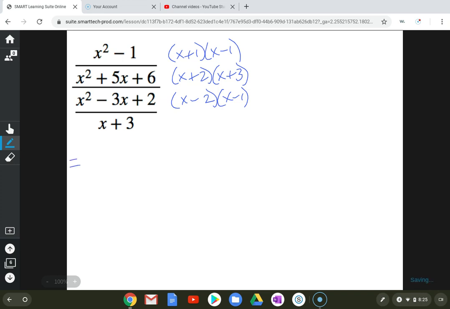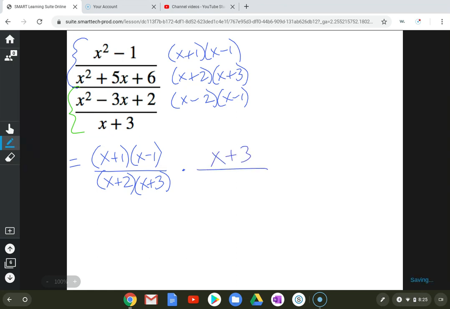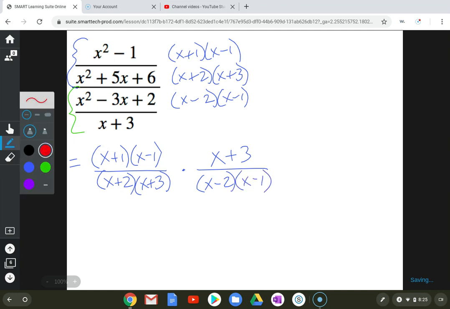So here, if we rewrite our expression, we have our top fraction, this guy right here, in factored form. And then what do we do with division? We multiply by the reciprocal of this guy. So we end up with an x plus 3 on top, and our factored x minus 2, x minus 1 on the bottom. All right, fun with canceling.